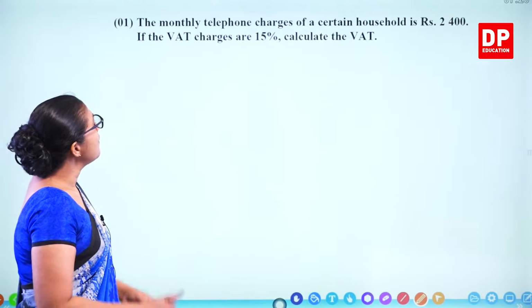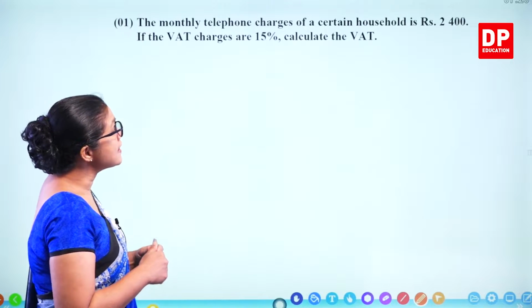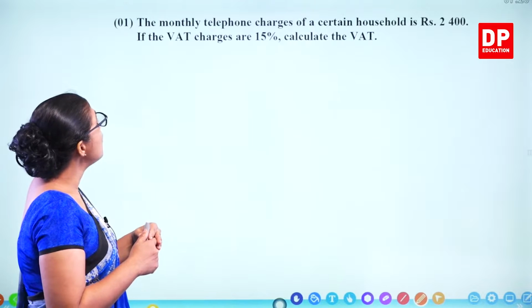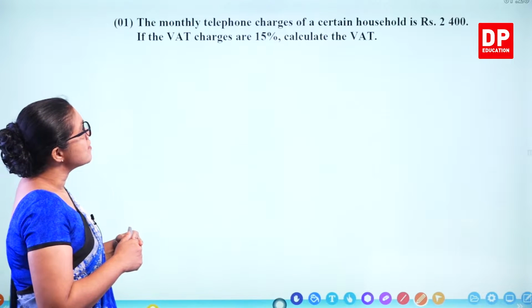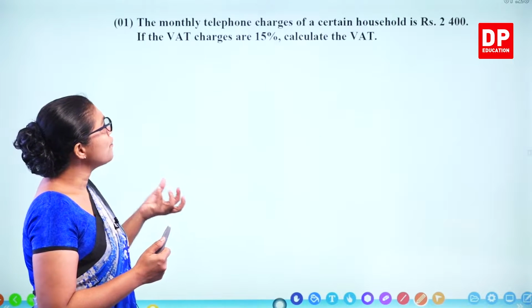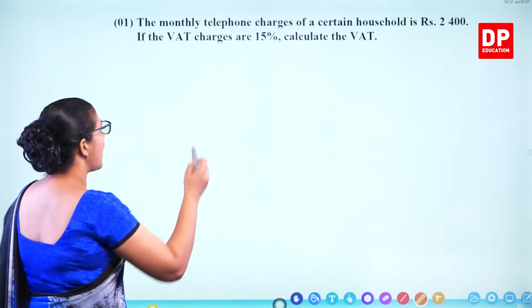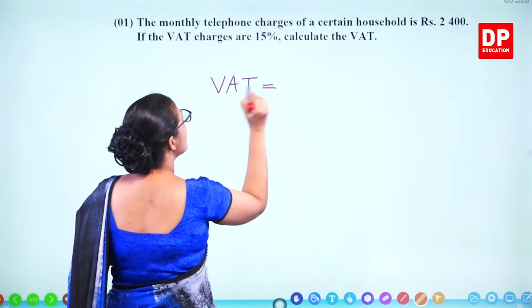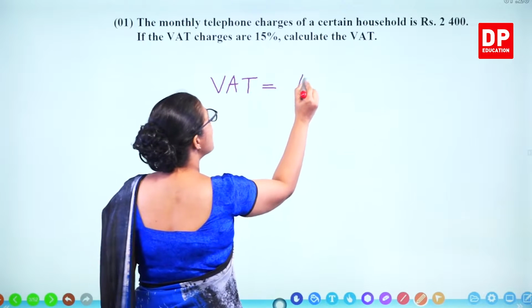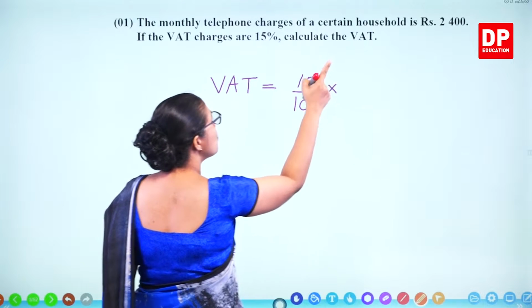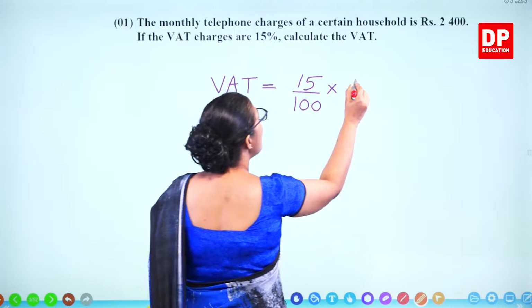Question number 1. The monthly telephone charges of a certain household is 2,400 rupees. If the VAT charges are 15%, calculate the VAT, only the amount of tax they need. So how do you calculate the amount of tax? VAT is equal to 15% of 2,400, that means 15 over 100 times 2,400.